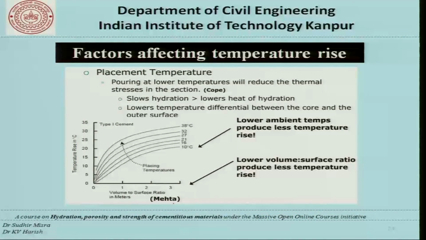Another important parameter that affects the temperature rise is the placement temperature. Lower ambient temperature produces less temperature rise, lower volume to surface ratio produces less temperature rise, and these are the kind of things which engineers keep playing with when they plan a mass concrete construction.